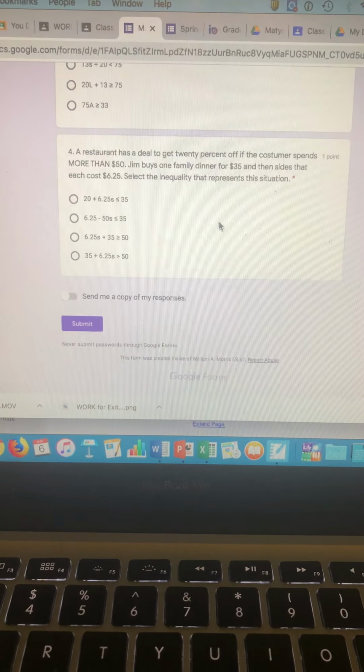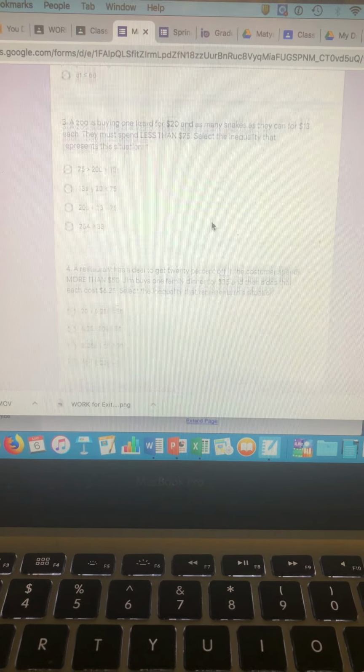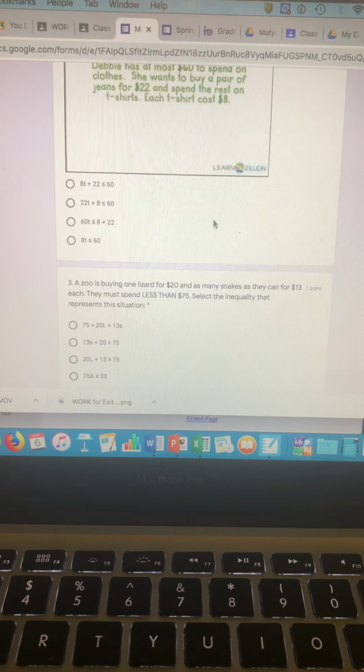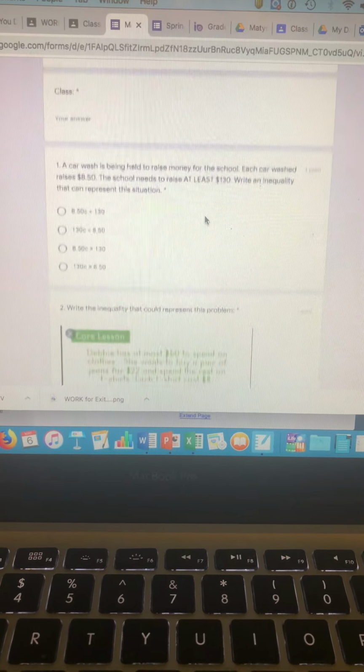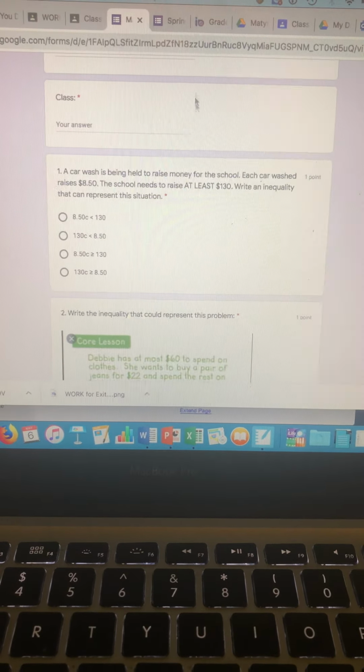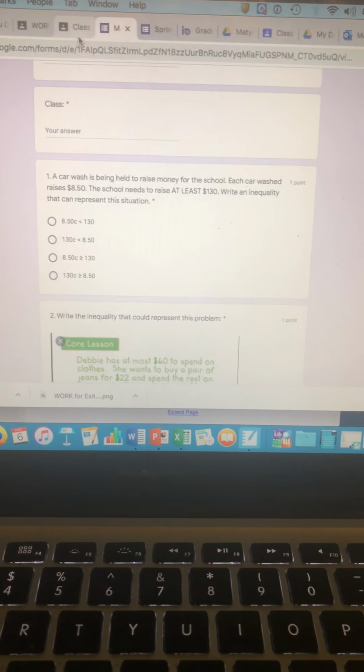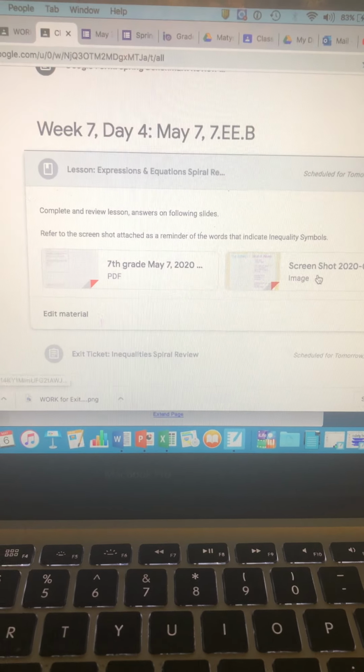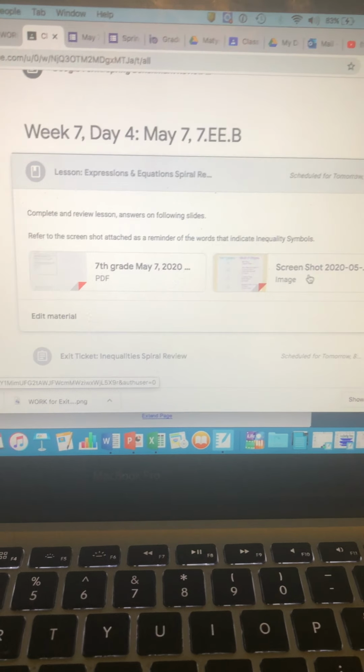For these, you are not solving, you're just writing the inequality, you're picking the inequality that is correct. So just make sure you're really using those keywords we went over, the inequality chart that's posted with the lesson. Keep that in mind so that you don't make any silly mistakes.